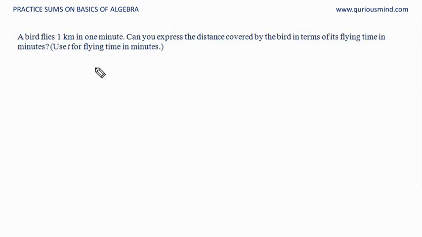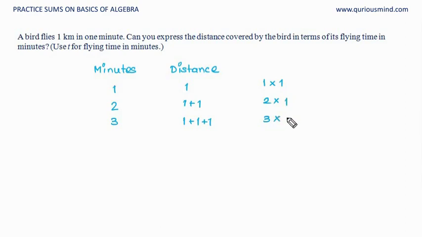So here let me write minutes, and here let me write the distance. In 1 minute it flies 1 kilometer. In 2 minutes, 1 plus 1 more 1. In 3 minutes, 1 plus 1 plus 1. And so we can see the relation. This is 1 times 1. This is 2 times 1. This is 3 times 1.